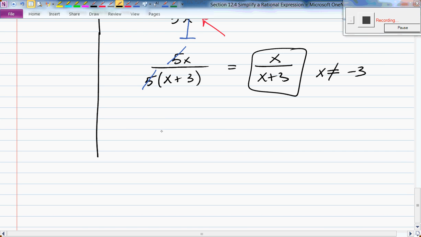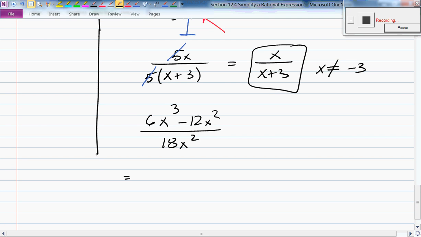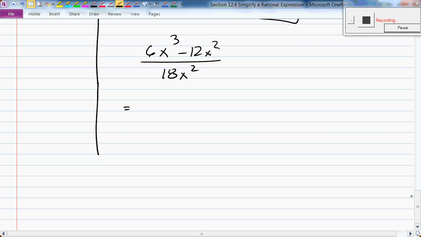All right. Let's give you another one. How about 6x to the third minus 12x squared all divided by 18x squared? Whoa. All right. Now, is everything factored on the top? Yes or no? Okay, can I pull out the greatest common factor? Yes, what's the greatest common factor of 6 and of 12? 6, very good. So, what's the greatest common factor of x to the third and x squared? Very good, x squared.